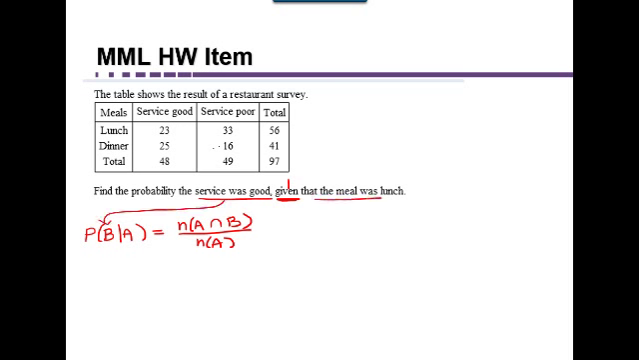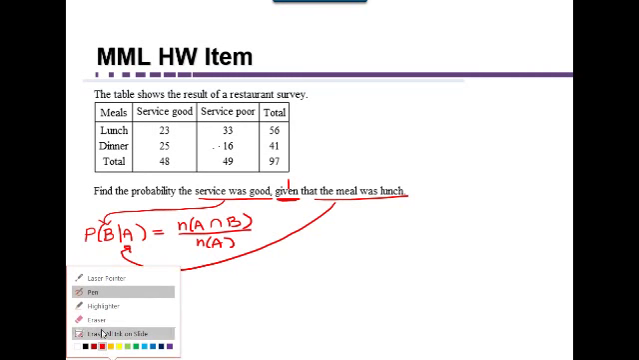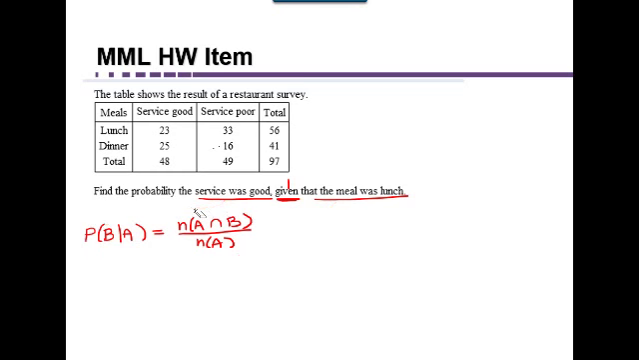So in this case, when you see the word given, that's the bar in the notation. So we're trying to find the probability that the service was good, that's B, given that the meal was lunch, that would be your A there. Okay, so let's just make a note that this is our B, given that A has occurred.